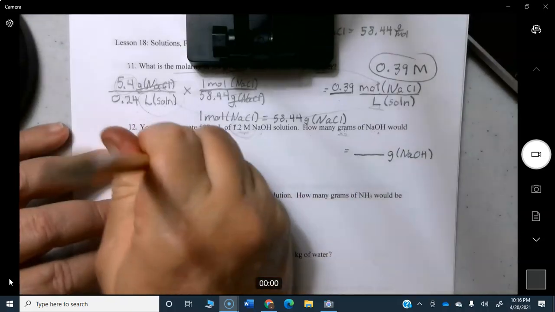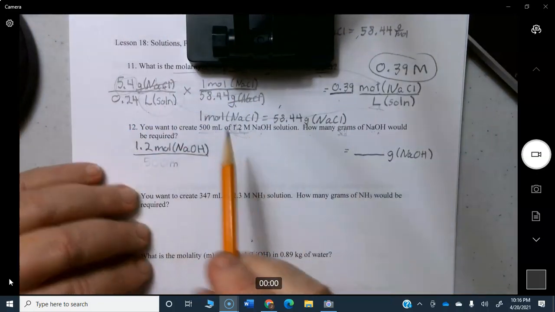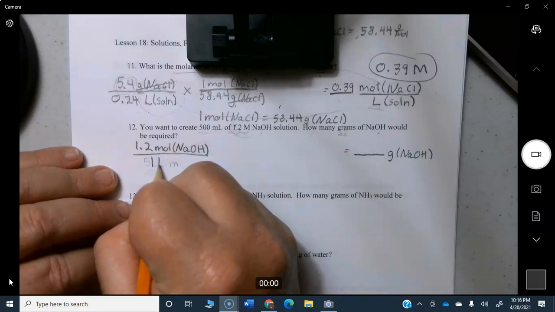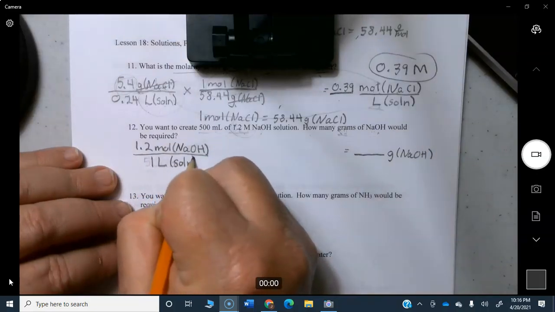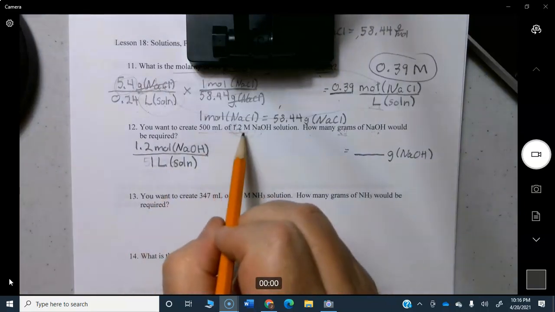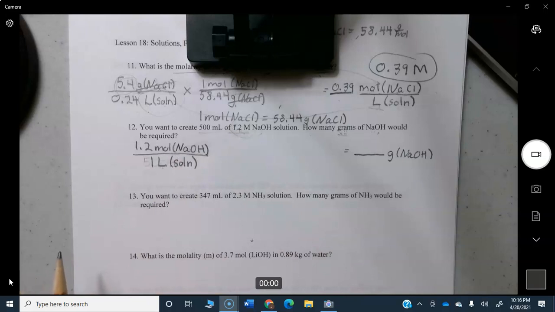Excuse me, I take that back. I did that wrong. It's per liter of solution. It's molar, so it's per 1 liter of solution. We're going to use the 500 milliliters here in just a second. Okay, sorry, I slipped up on that. Okay, so that's what molarity means. It means 1.2 moles of this over 1 liter of solution.